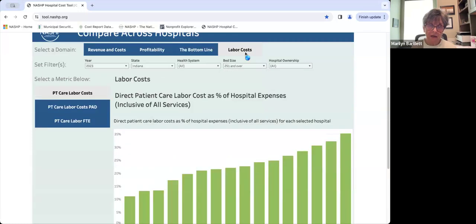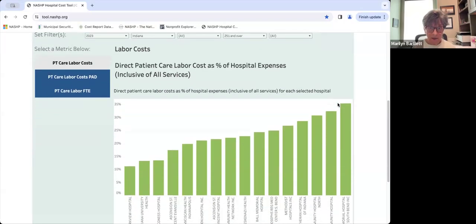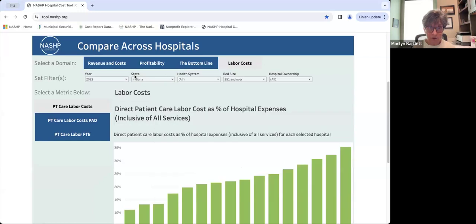We heard from states that the need for labor costs now had changed. During COVID and right after COVID, we had a lot more labor charts because states were focused on that. So we focused more on direct patient care labor as a percent of the total hospital expenses. And we can see these particular hospitals. Now, it's interesting on this one, you'd want to go back and look at different years.